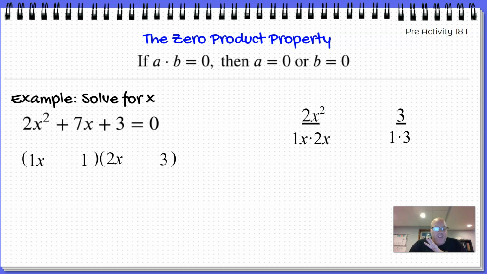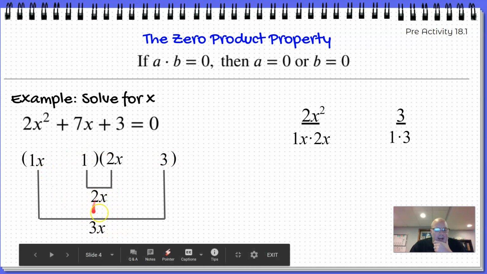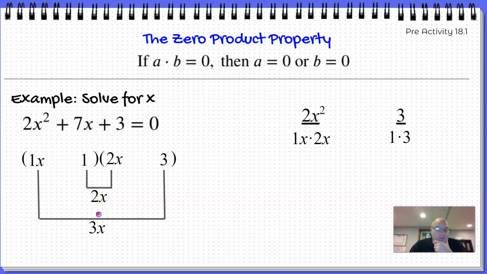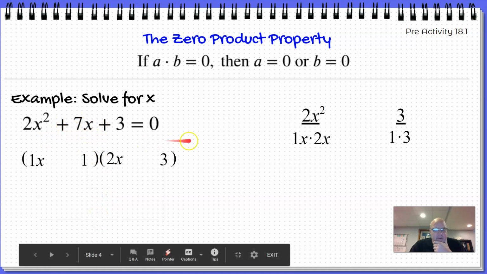Now, before I say, yep, that's factored, I have to check to make sure that my middle terms do end up giving me 7x. So 1 times 2x is 2x. 1x times 3 is 3x. The problem is that 3 and 2 do not combine to get 7. They can combine to get 5, or negative 5, or negative 1, but they don't combine to get 7.